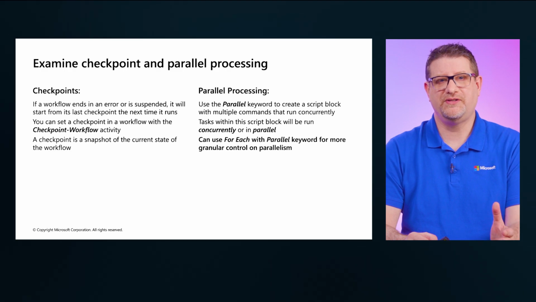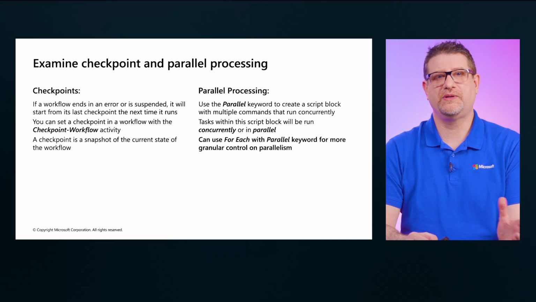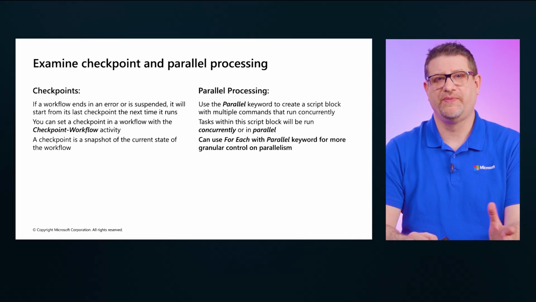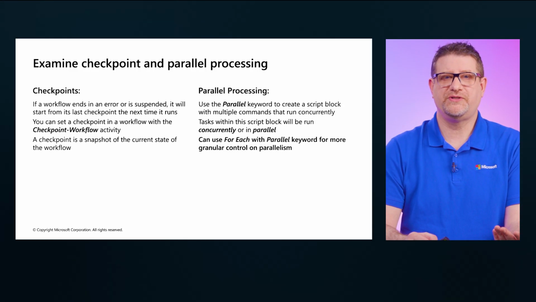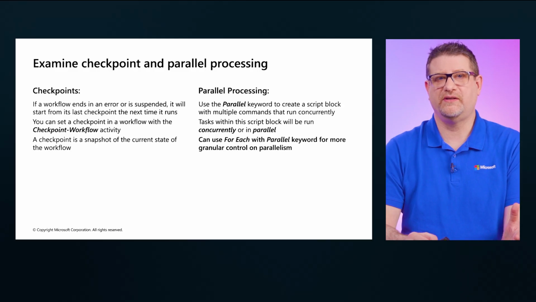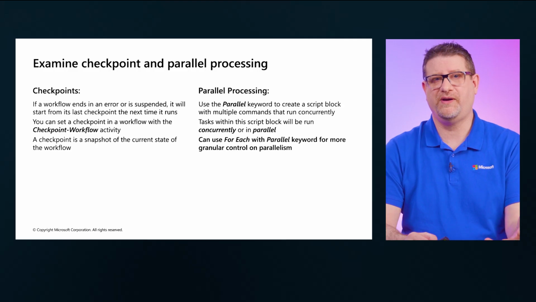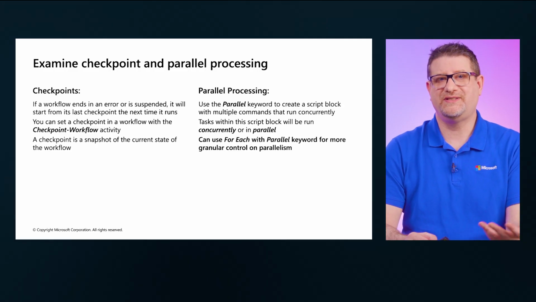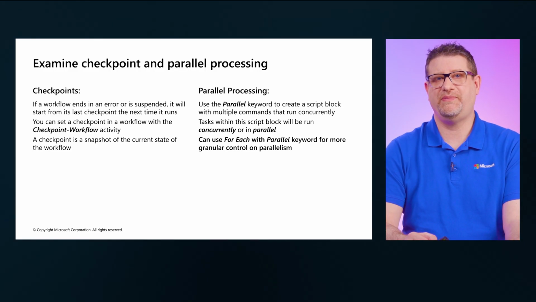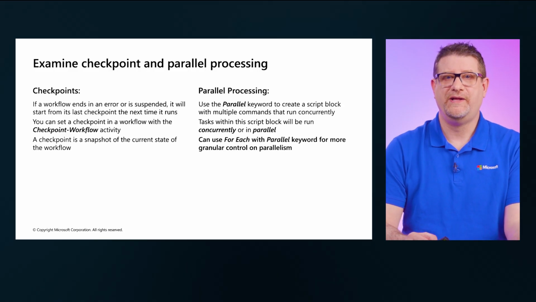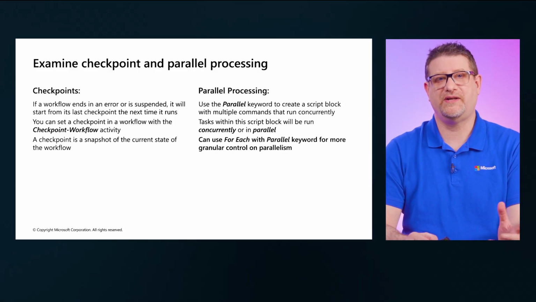Parallel processing lets us run multiple tasks at the same time. This is going to speed up operations and make automation more scalable. By using the parallel keyword, you can group commands together that should execute concurrently. For example, starting several virtual machines at once rather than one after the other. For even more control, you can combine a foreach loop with the parallel execution, and that's going to allow granular management of which tasks run together or in parallel. And then that approach not only saves time, but it's going to ensure that our dependent tasks are handled in the right order and boost efficiency and reliability in our cloud deployments.